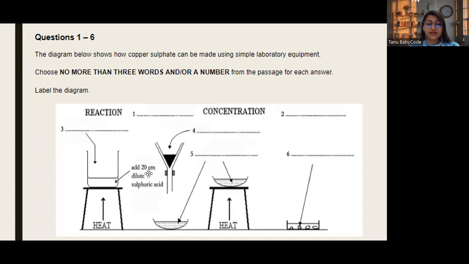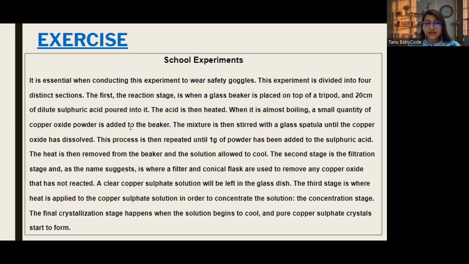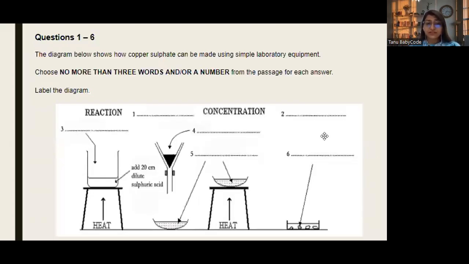So once they start putting it in, what is the next step? Now you can start reading: when it is almost boiling, a small quantity of copper oxide powder is added to the beaker. That means what is being added into the beaker, the third one, is copper oxide powder. So they are actually adding copper oxide powder here.